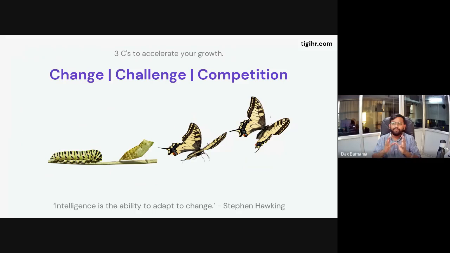Then about HR for the future, I am going to give you a very good lesson that you need to remember about your future. That is, first, there are 3 C's. First, focus on change. Second, challenge. And third, competition. See, these are the things that you need to focus on in yourself, not in others.